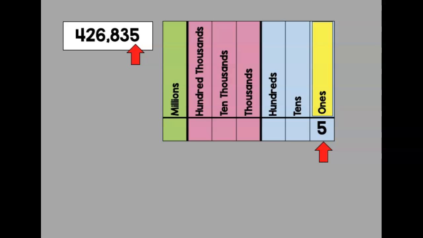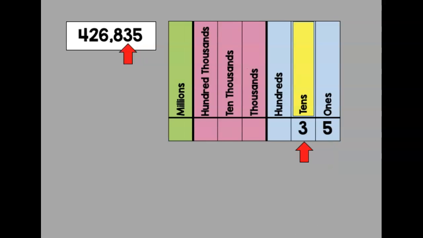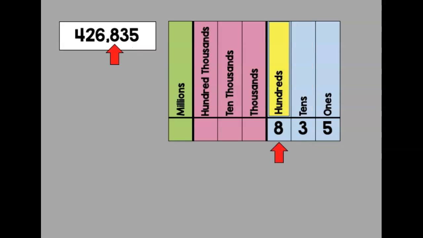You'll notice the arrows under the fives. That is our ones place value, so we're going to take our 5 and bring it down over into our ones place value. The next number is a 3. That's our tens place value. You'll keep moving one number to the left each time. So we have a 3 in our tens place value. Number 8 is our hundreds place value.